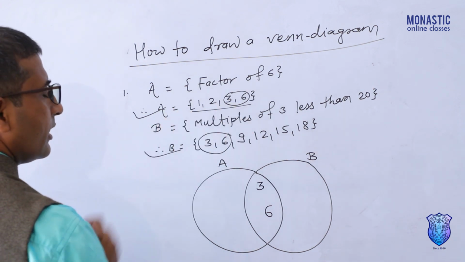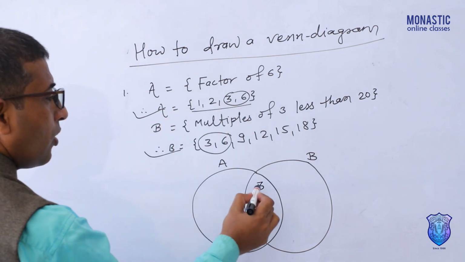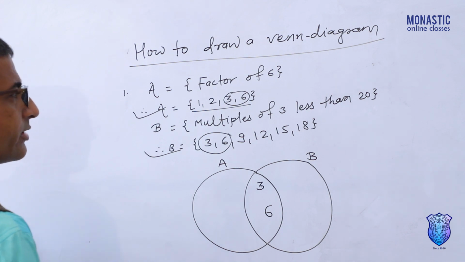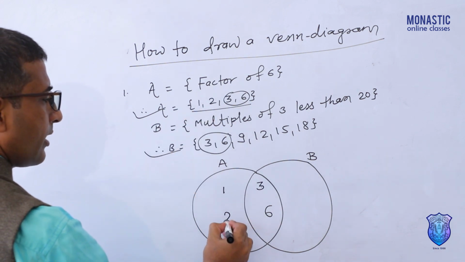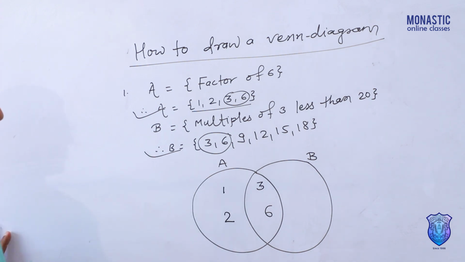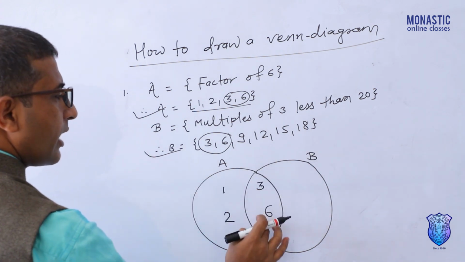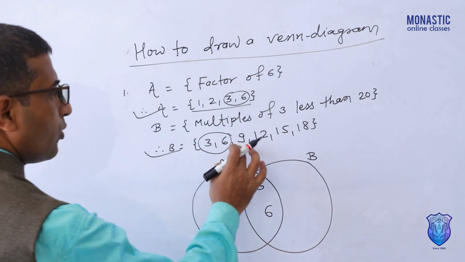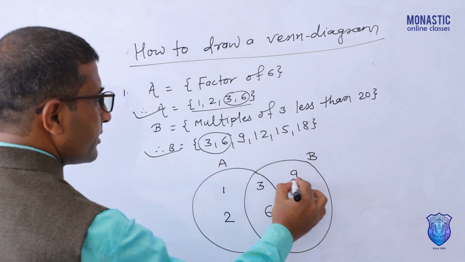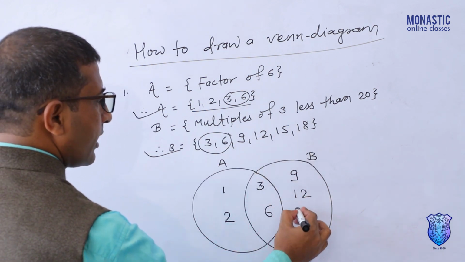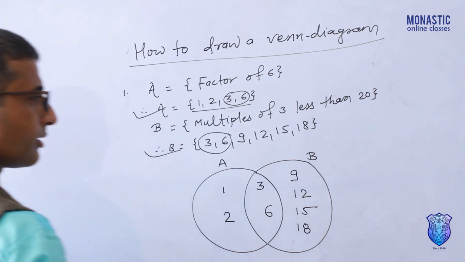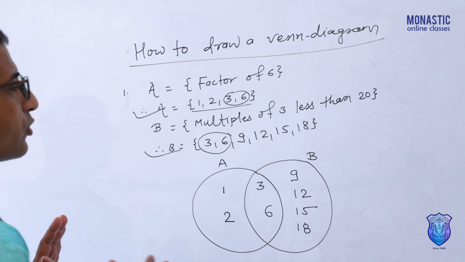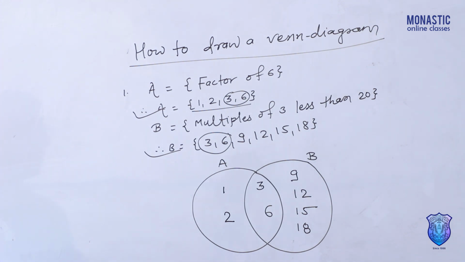Now look in A. Already we have written 3 and 6. What are the remaining elements? 1 and 2. Now in B, already we have written 3 and 6. What are the remaining elements? 9, 12, 15, 18. That's how we have drawn the Venn diagram.